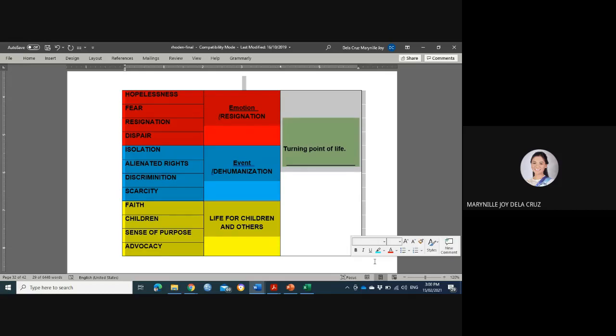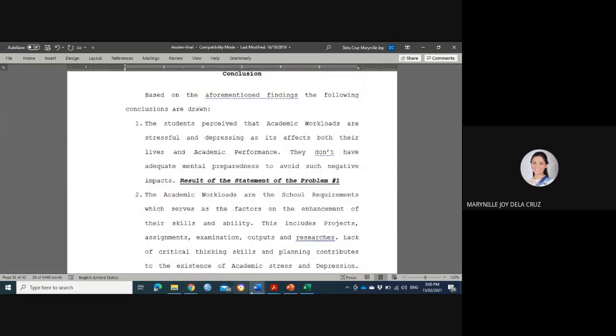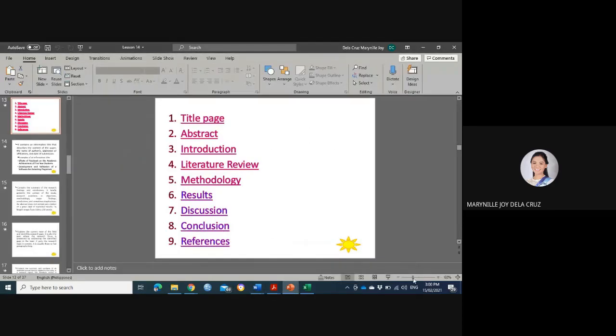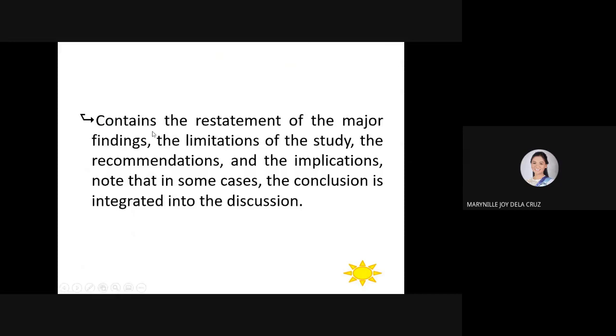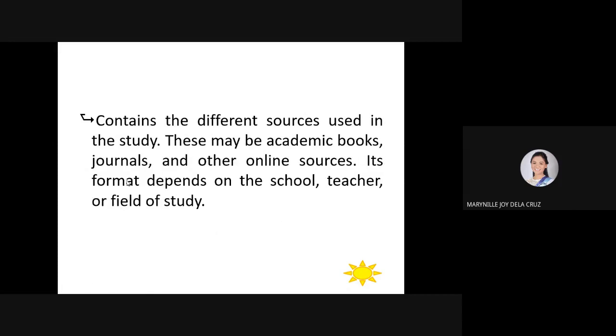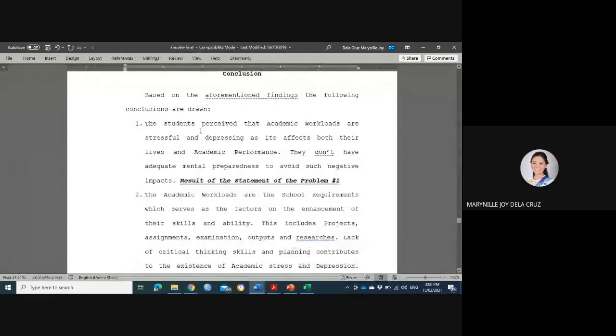Now, once you are done with your result and discussion, we are going to proceed to the conclusions and recommendations. When we are talking about conclusions and recommendation, meaning you're going to restate the major findings, limitation of the study, recommendation, and implication. Note that in some cases, conclusion is integrated into the discussion. So you're going to write your official result. One or two sentences is enough.